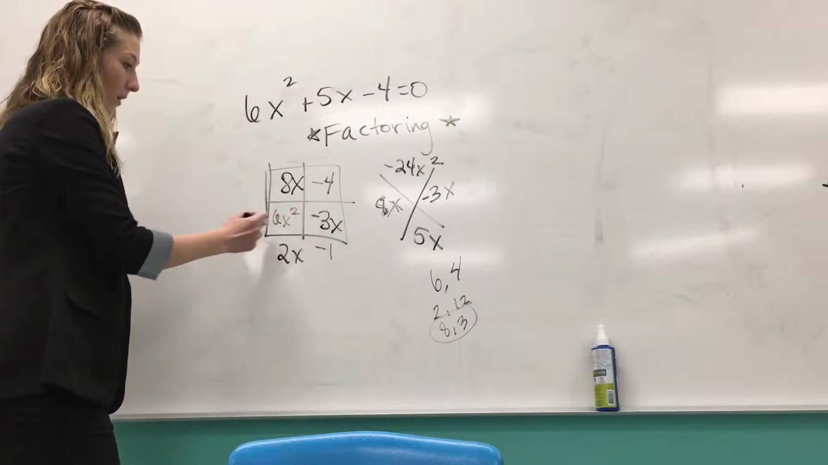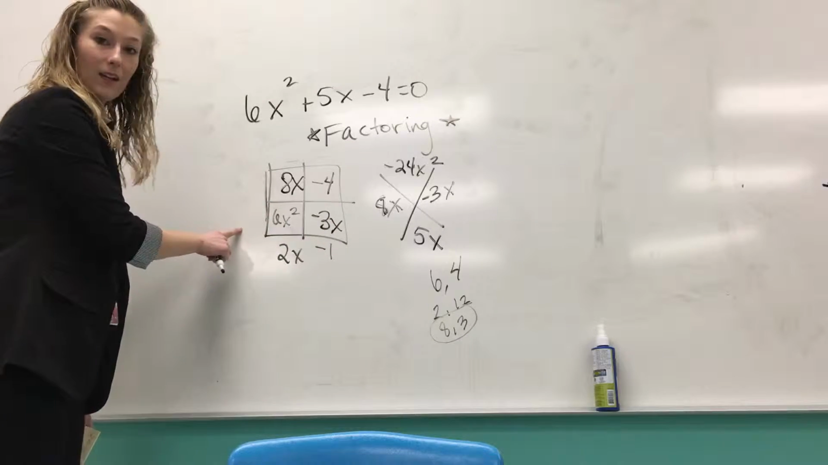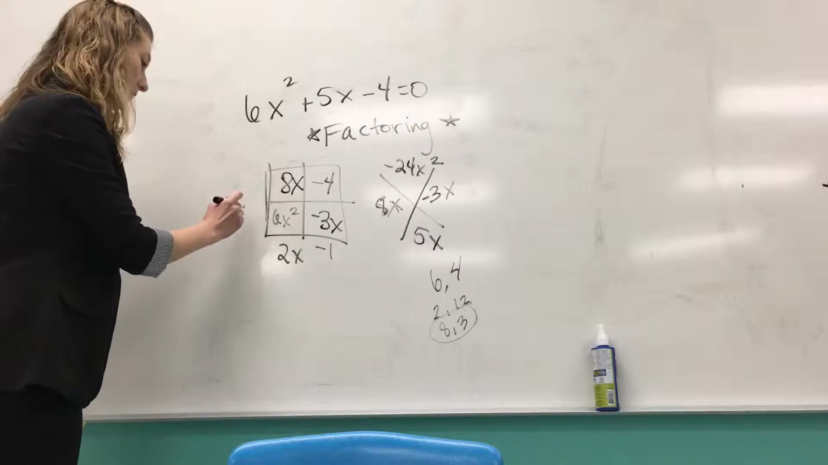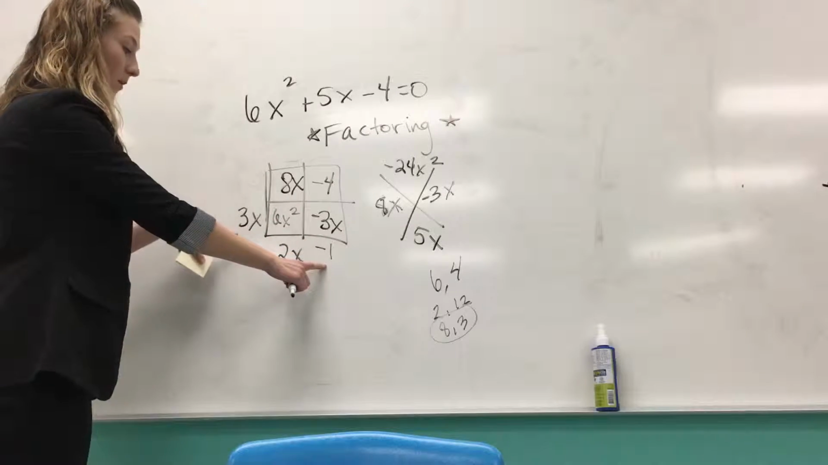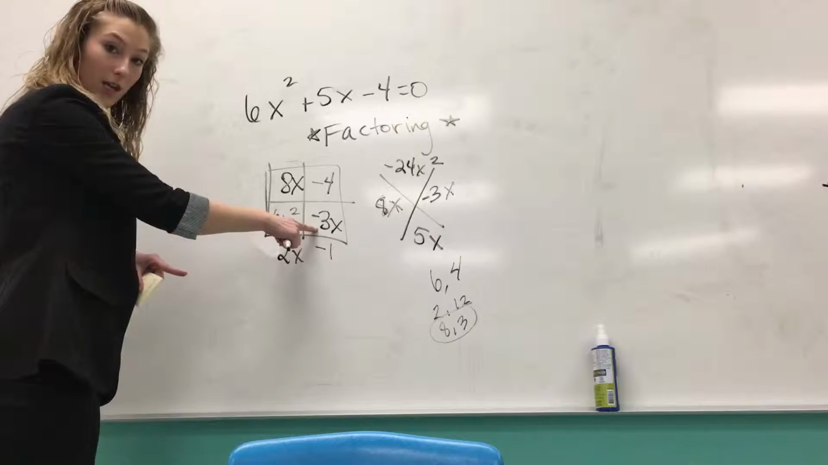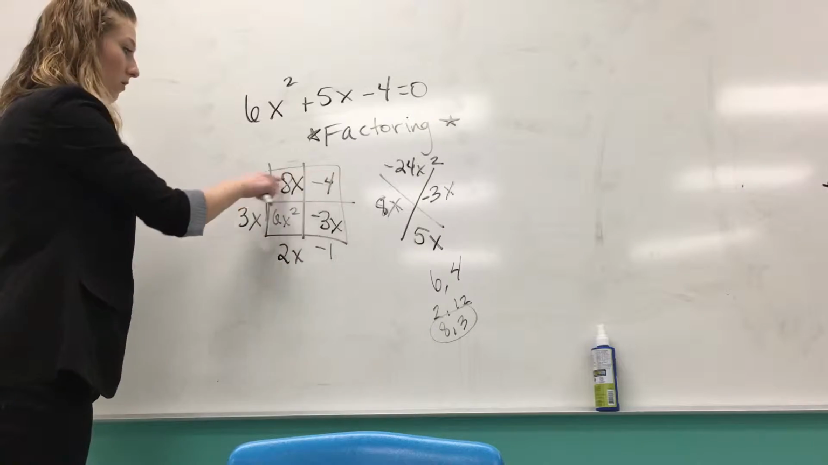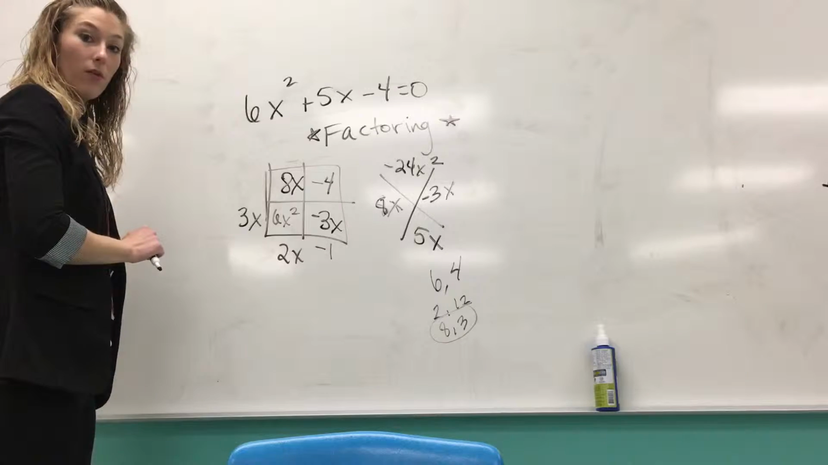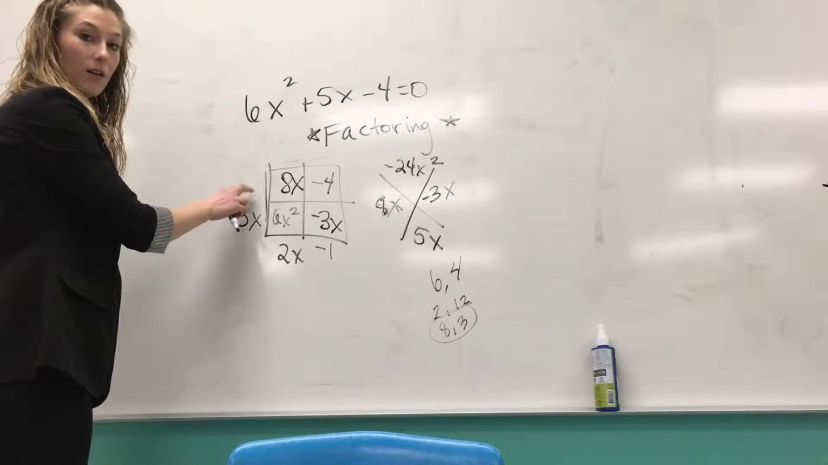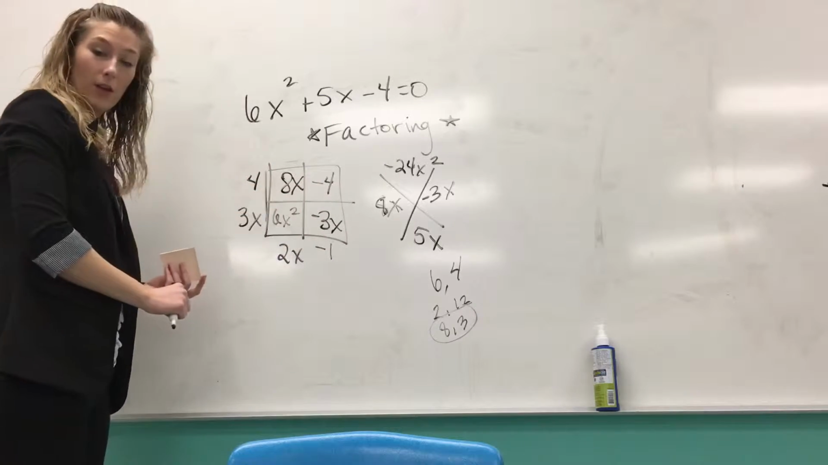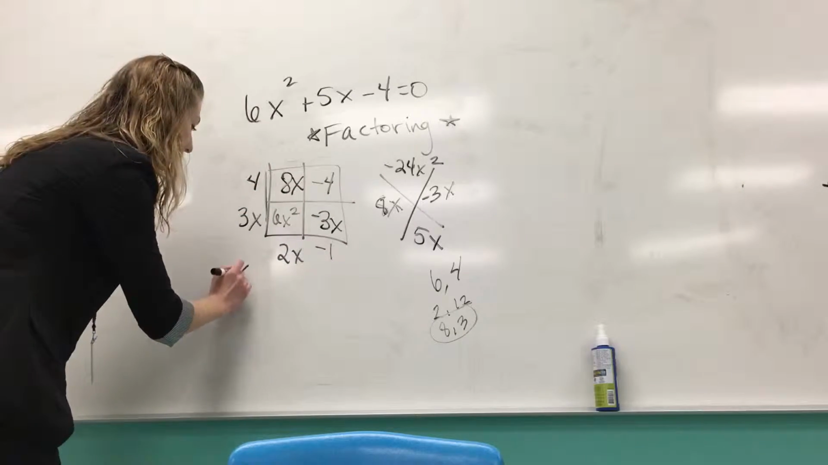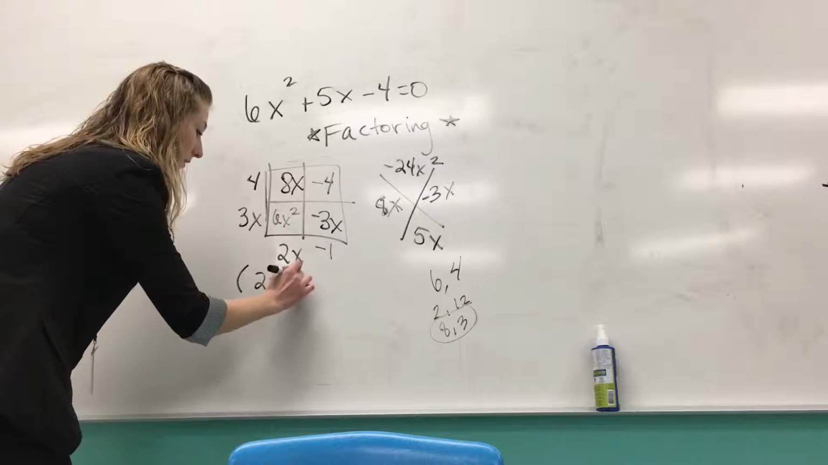Sideways, 2x times blank is 6x squared. So that'll be a 3x is what I'm missing. And to check, negative 1 times positive 3x does give me negative 3x. Okay. Last horizontal row there, 2x times blank is 8x, so that's missing a 4. And checking that that works, that works. So to factor, I'm going to put my outsides in parentheses.